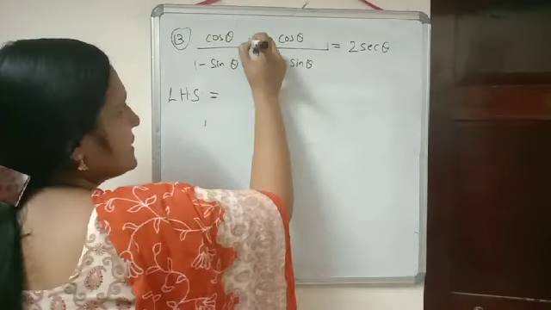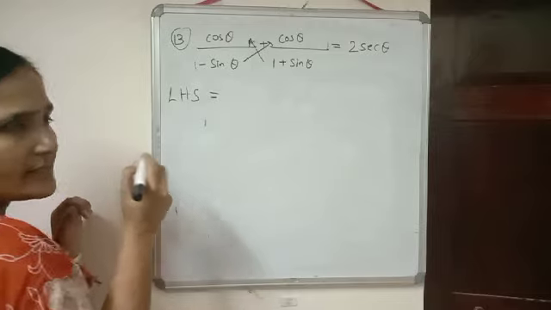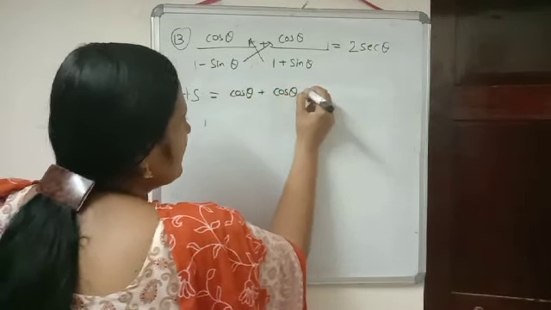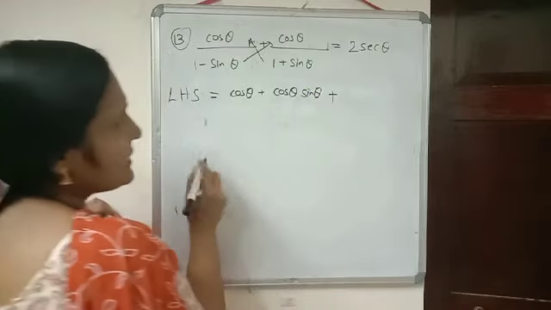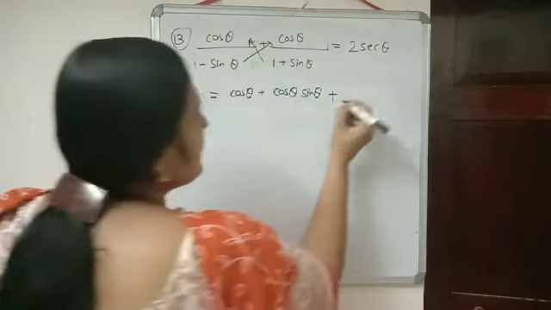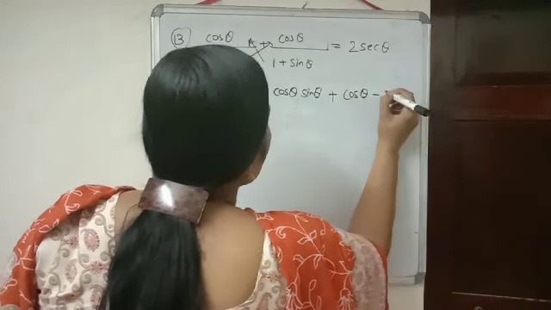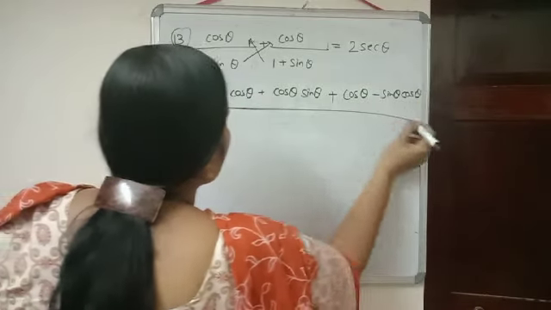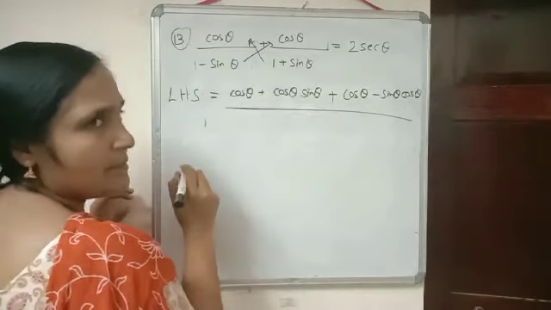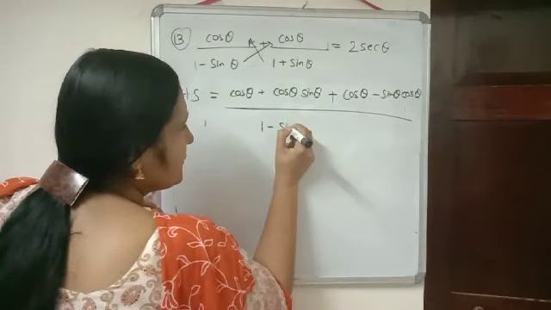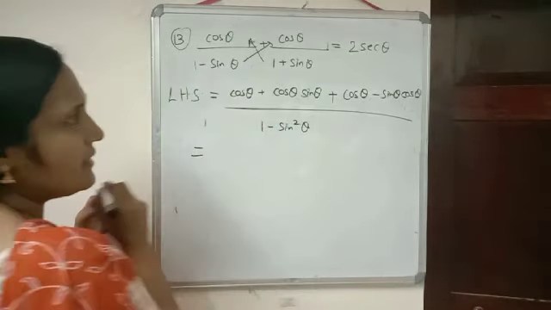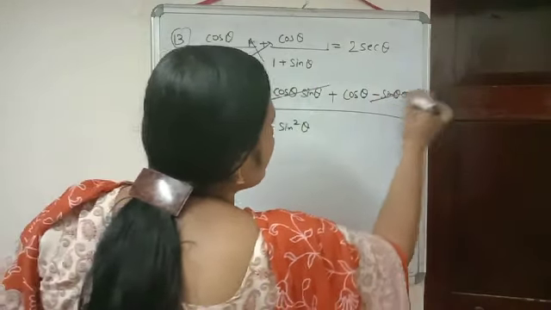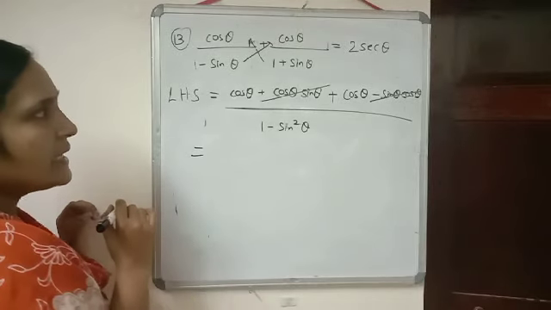Then what will come? Cos theta will be multiplied by 1 plus sin theta. So directly I am doing the multiplication: cos theta plus cos theta into sin theta, plus this cos theta will get multiplied here, so it will be equal to cos theta minus sin theta cos theta by 1 minus sin theta into 1 plus sin theta. So that will be equal to 1 minus sin square theta. Now just to check, will anything get cancelled? Yes, cos theta sin theta minus cos theta sin theta cancelled.